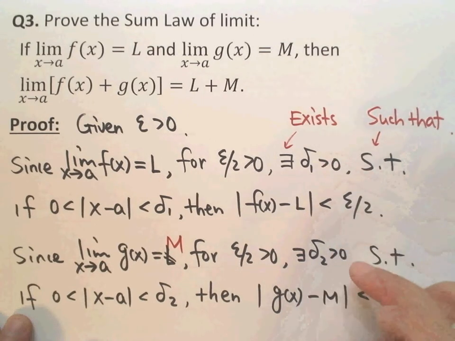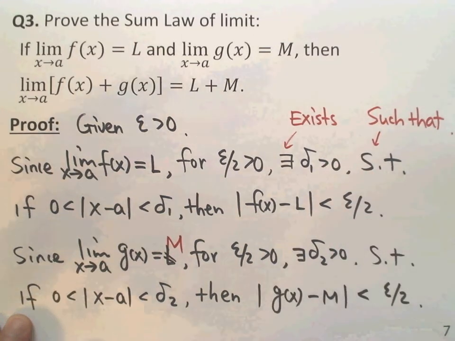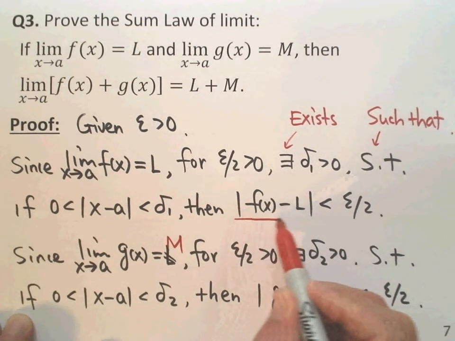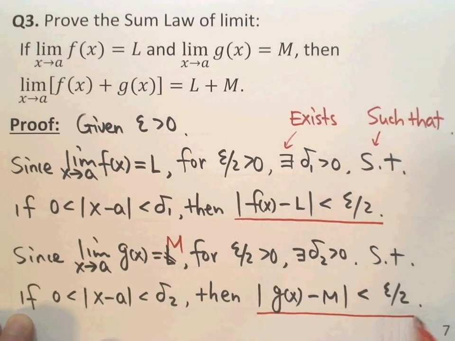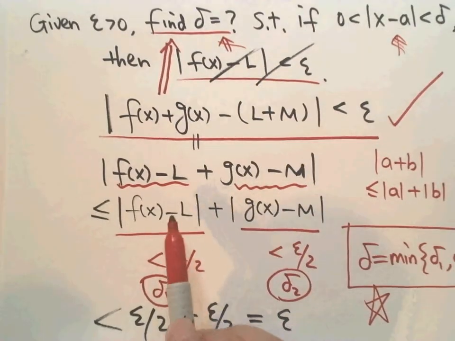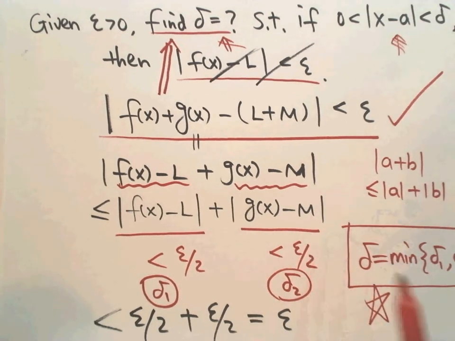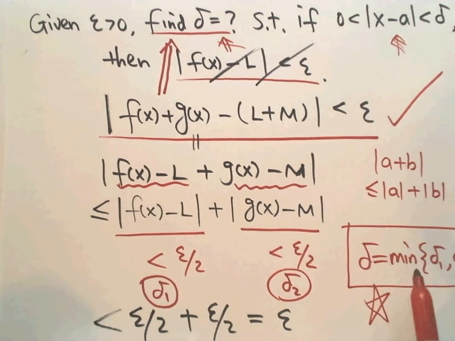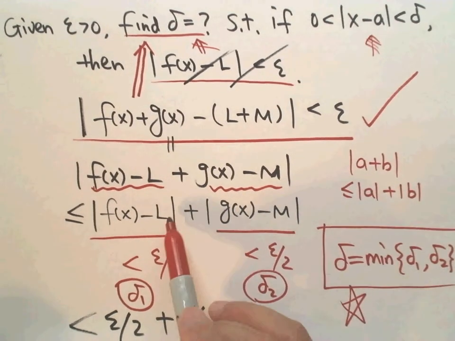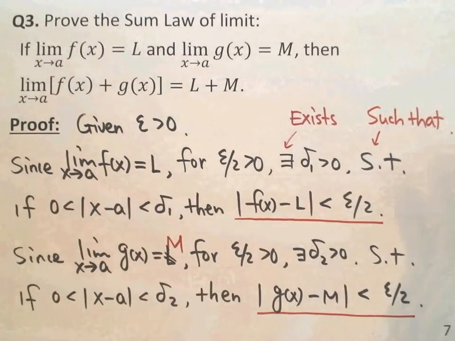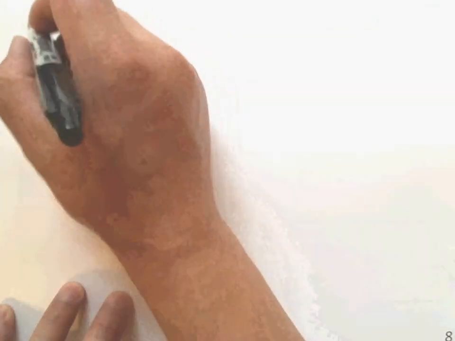So what we did: we defined delta 1, we defined delta 2. So now we can define delta, right? Delta is the minimum of delta 1 and delta 2. So this is true, this is also true. Can you see? This is for delta 1, this is for delta 2. If we define delta as the minimum of delta 1 and delta 2, then both are true at the same time. That's all we need.